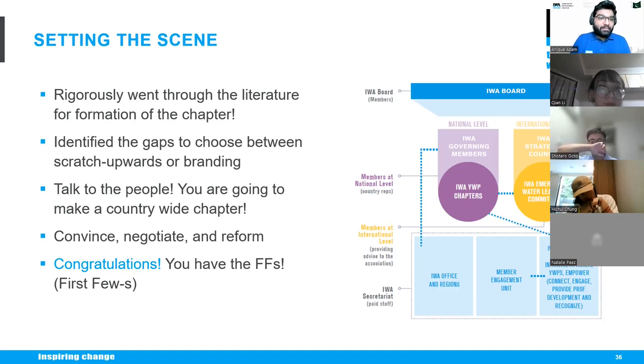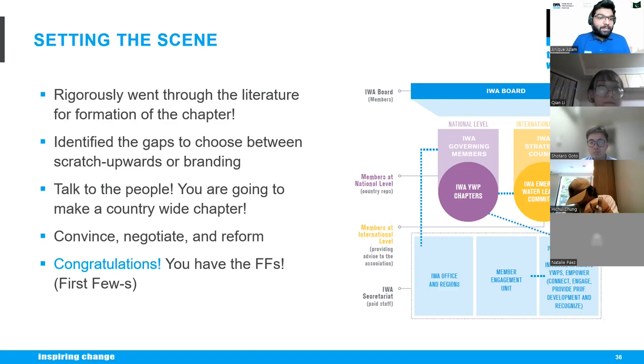The first thing that you have to do is go through the literature on the formation of the chapter. Do not try to skip pages, because of course, who's got time for that when you're all motivated? But that's the time to hold your horses and think deeply in the long term: how are you going to make your chapter sustainable? You have to identify the gap, whether it is going to be a chapter starting from scratch, such as ours, or a chapter already in existence for which you need a brand name.